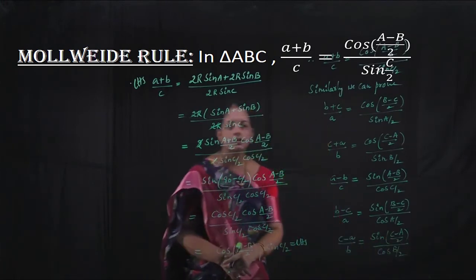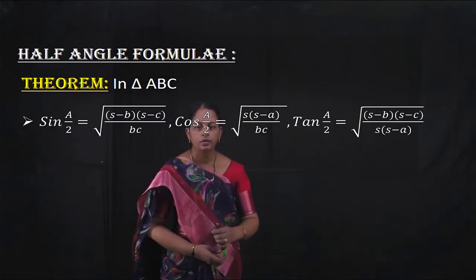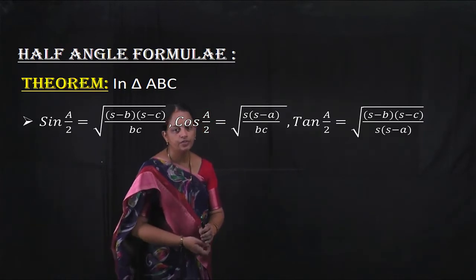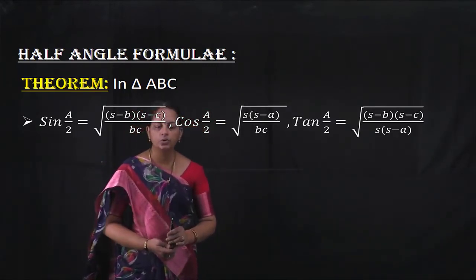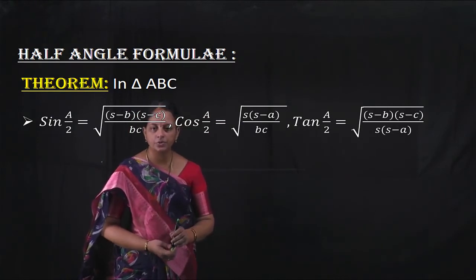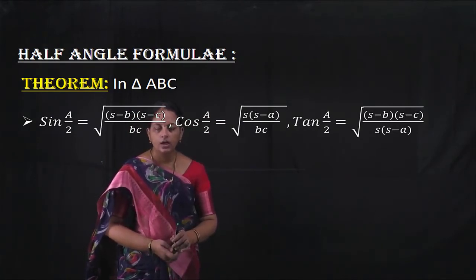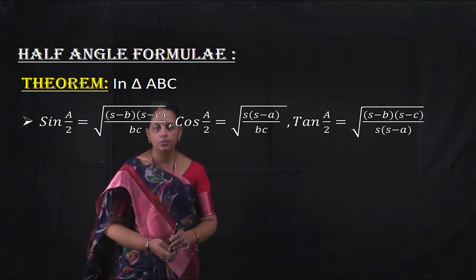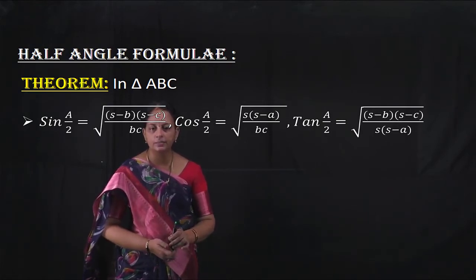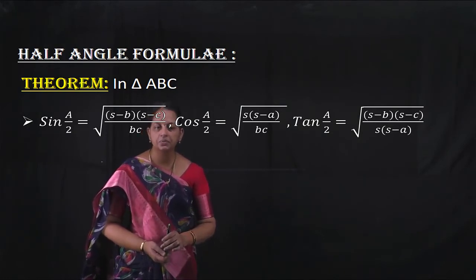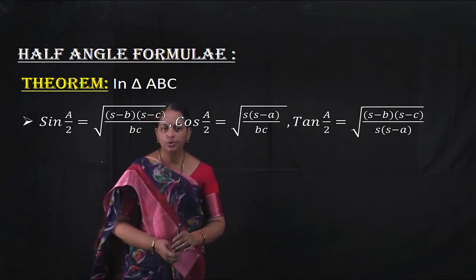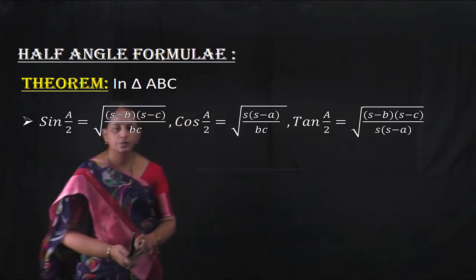Okay, these are called Mollweide's rule. The next theorem is the half angle formula. In triangle ABC, sin A/2 equals the root of (s minus b)(s minus c) by bc, and cos A/2 equals the root of s(s minus a) by bc. Tan A/2 is equal to the root of (s minus b)(s minus c) by s(s minus a). Let us see the proof of this.